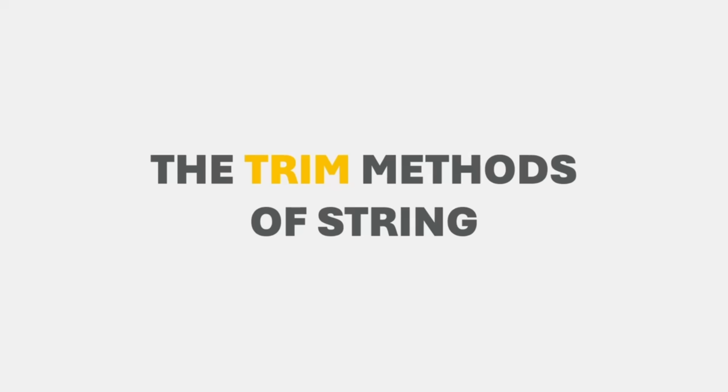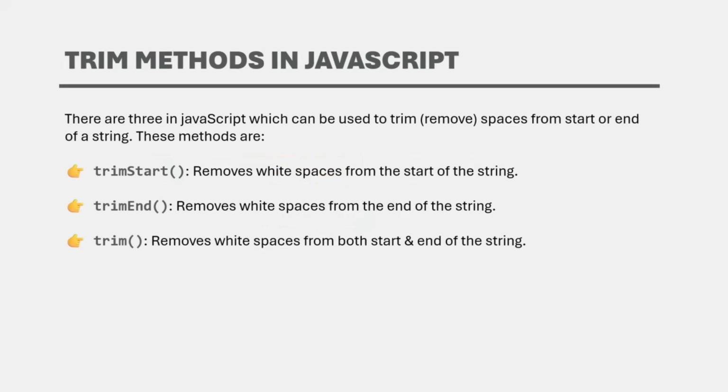In this lecture, we are going to learn about trim methods which can be used on a string value. There are three trim methods in JavaScript which can be used to trim, that means remove spaces from the start or end of a string. So we have trimStart, which removes white spaces from the start of a string. We have trimEnd, which removes white spaces from the end of the string. And we also have this trim method, which removes white spaces from both the start and end of the string.